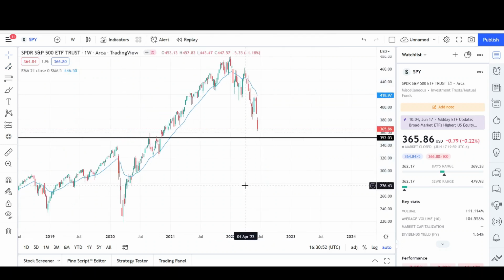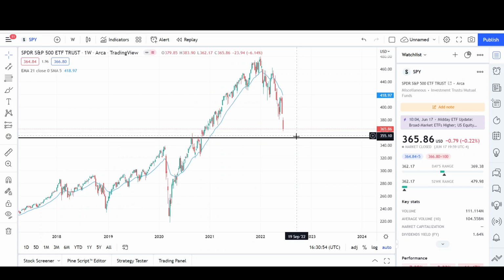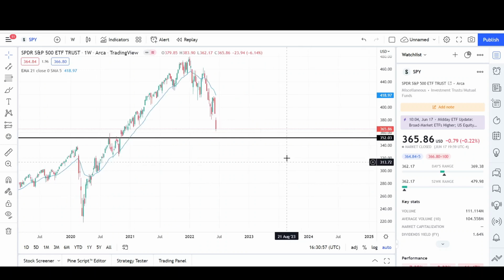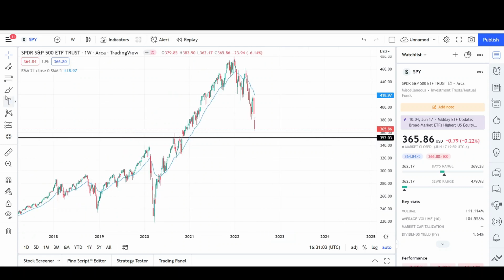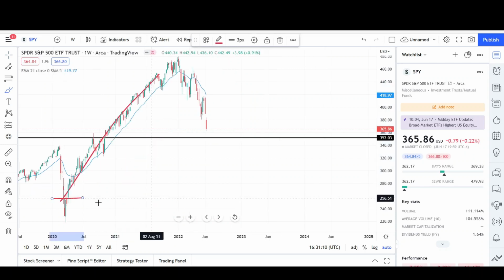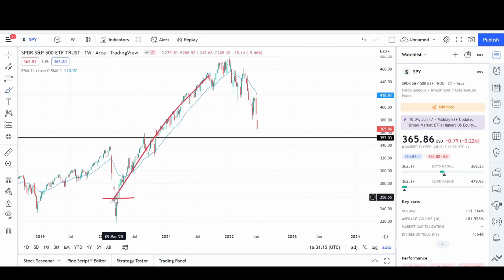Okay, but again, if we don't bounce from this 350 level, the next target I have in mind is probably just a little bit lower, the 338. And if we break that and continue still lower, I'm expecting prices to come all the way back down to the starting point of this 2020 up move, which a bunch of stocks have already done. So it would make sense that SPY could also do that. So there's that possibility to reach that 250 level again.